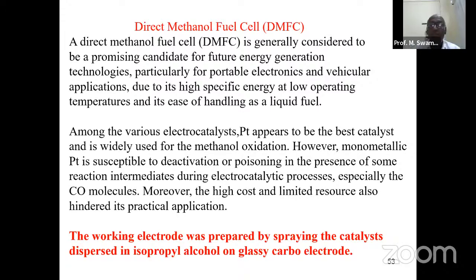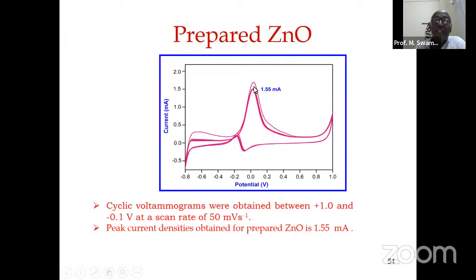So we have not done any direct work on methanol fuel cells, but we tested our materials by using cyclic voltammetry. The working electrode was prepared by spraying the catalyst dispersed in isopropyl alcohol on a glassy carbon electrode, and we measured the current produced in the CV. If you see, when you have zinc oxide, it gives only 1.5 milliampere.